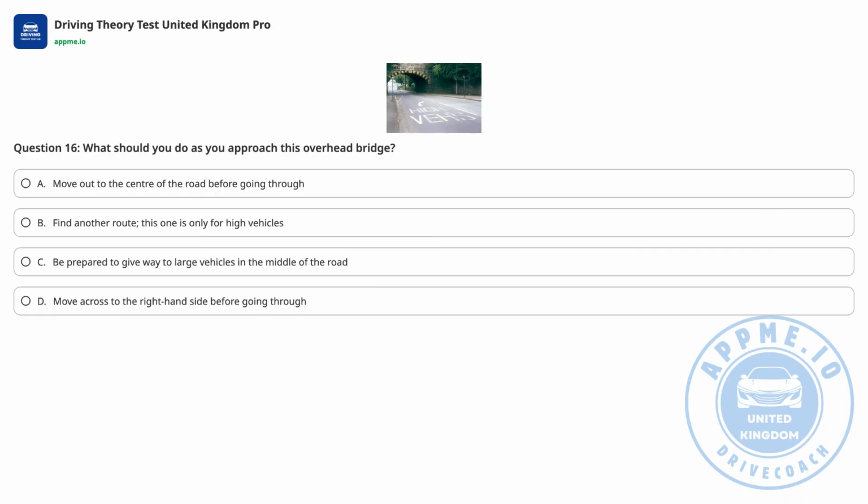Question 16. What should you do as you approach this overhead bridge? A. Move out to the center of the road before going through. B. Find another route. This one is only for high vehicles. C. Be prepared to give way to large vehicles in the middle of the road. D. Move across to the right-hand side before going through.